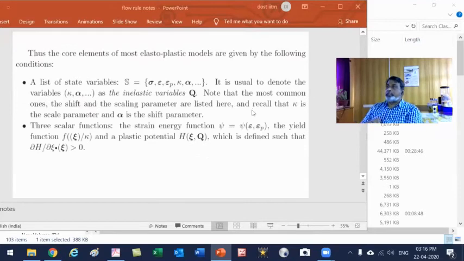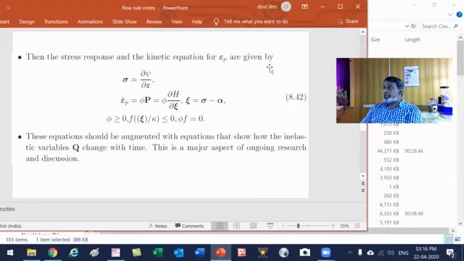And therefore, the core elements of the elastoplastic model are a list of state variables S, which are these: sigma, strain, plastic strain, kappa, alpha, and so on. These will form the internal variables or inelastic variables called Q. There are three scalar functions: the strain energy function that we already know, the yield function, and the plastic potential. There are three of them that are defined.